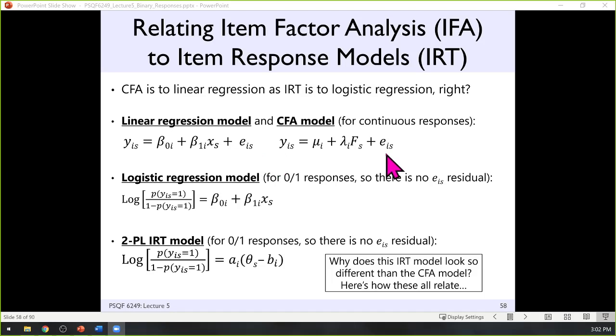And then I told you that IRT models are like logistic regression. But if you look at the logistic regression equation and the 2PL that we've been talking about, they look nothing alike. So let me show you how to get from one to the other.